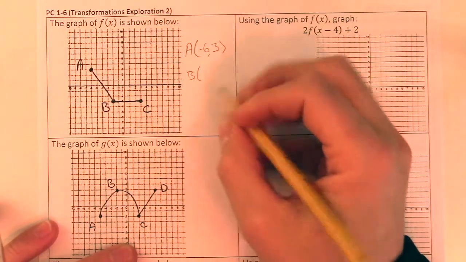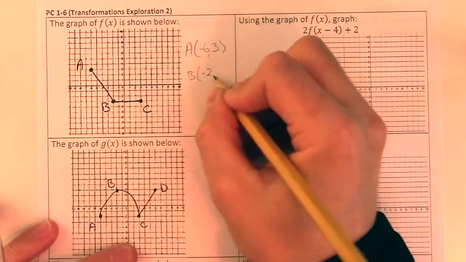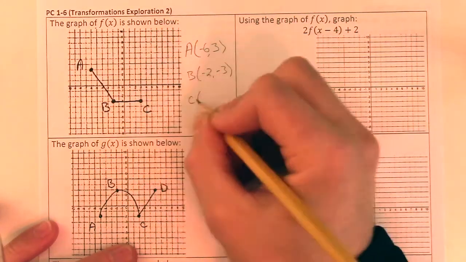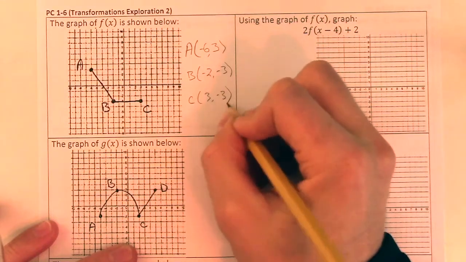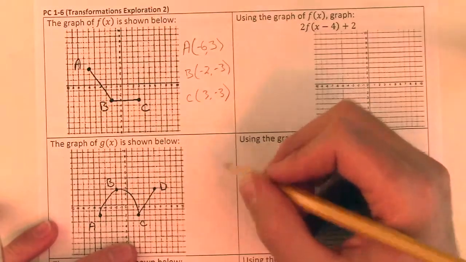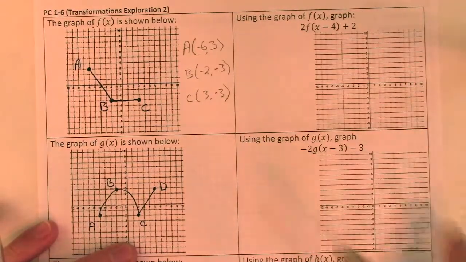B is at -2, -3. And C is at 3, -3. This is a great way to start off. All right. So now I want to figure out what's going to happen to each one of these coordinates as I go through this transformation.